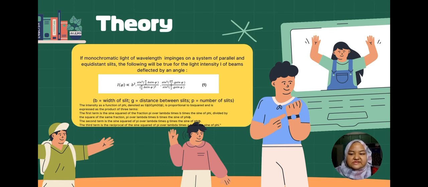The second term is the sine squared of pi over lambda times g times the sine of phi. The third term is the reciprocal of the sine squared of pi over lambda times g times the sine of phi, where b is the width of slit, g is the distance between slits, and p is the number of slits.